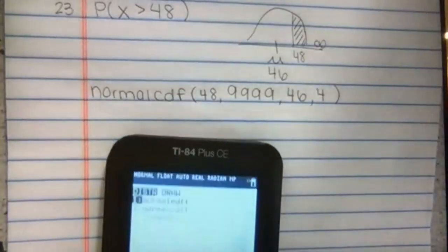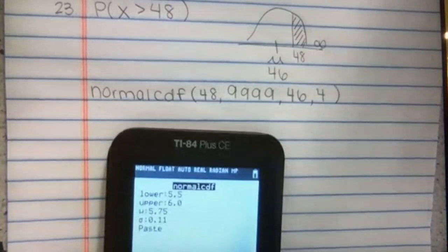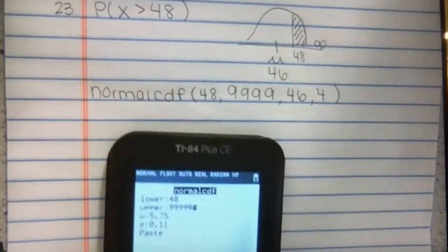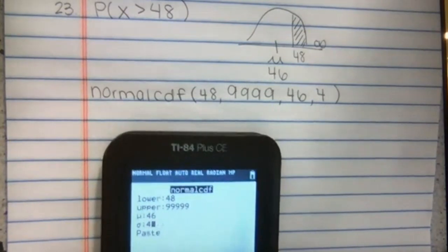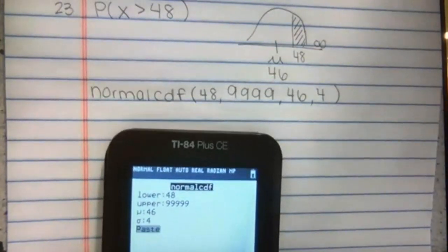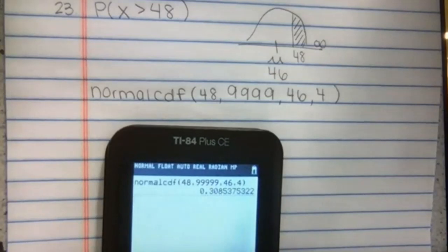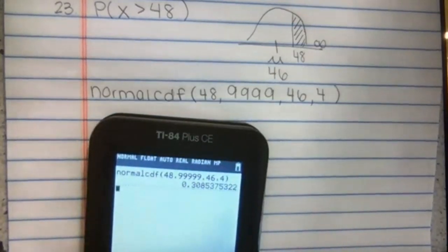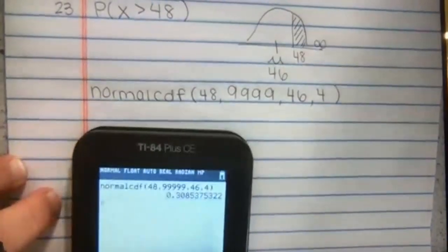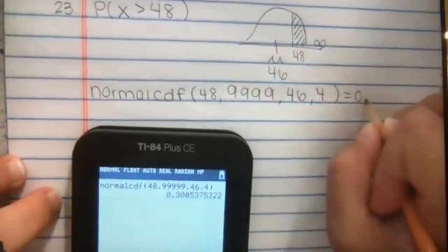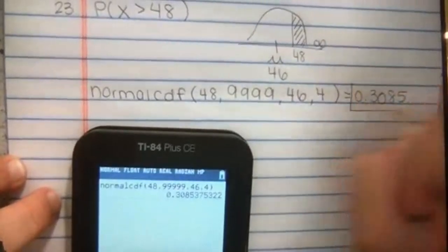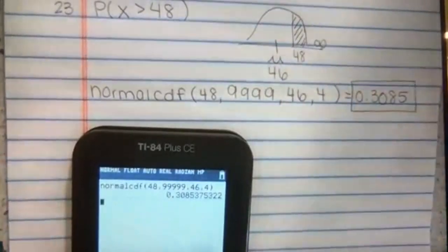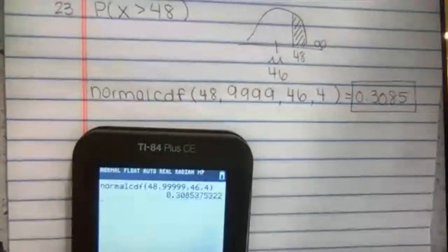So in my calculator, second bars, normal CDF, my lower limit's 48, my upper limit's positive infinity, so 99999. My mean is 46, and my standard deviation is 4. So it should look exactly like we see it written. And there's my answer for number 23, which is 0.3085.